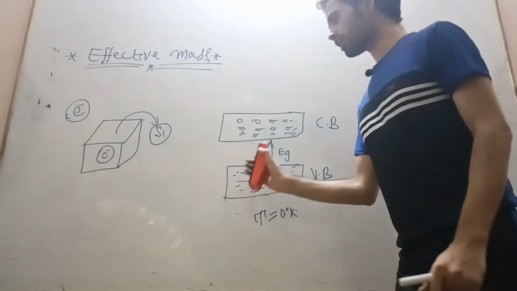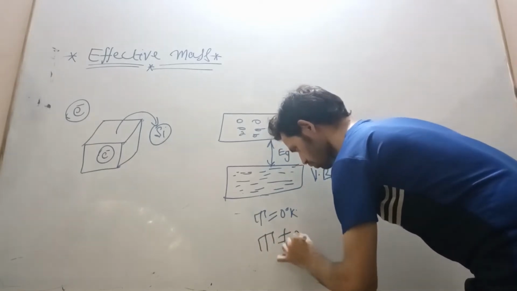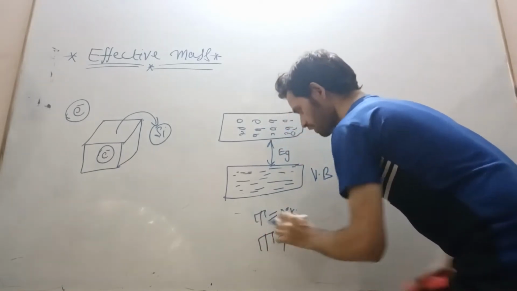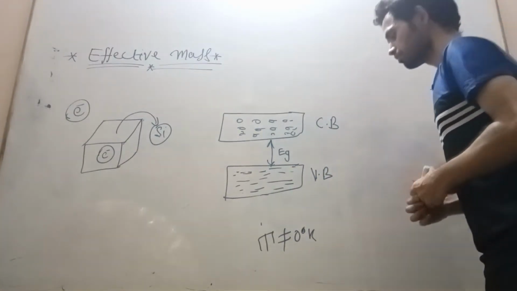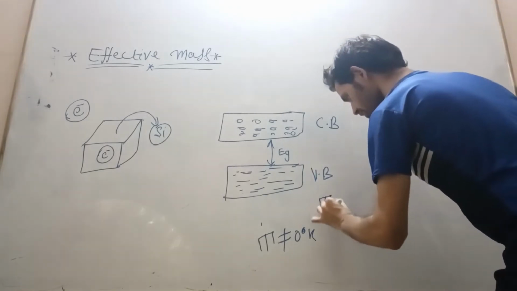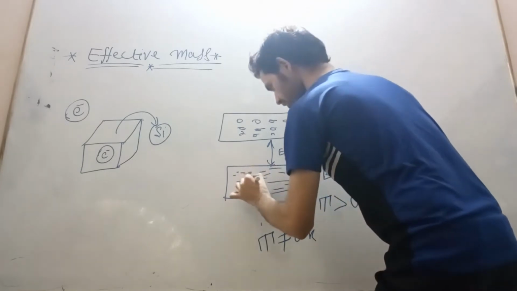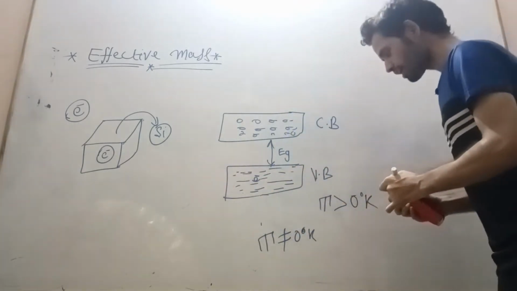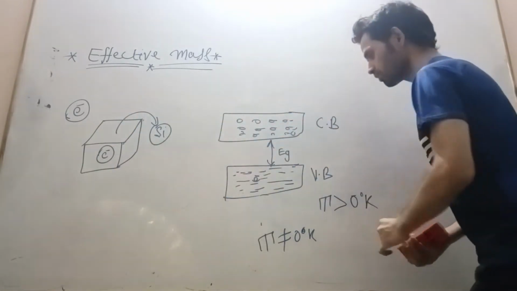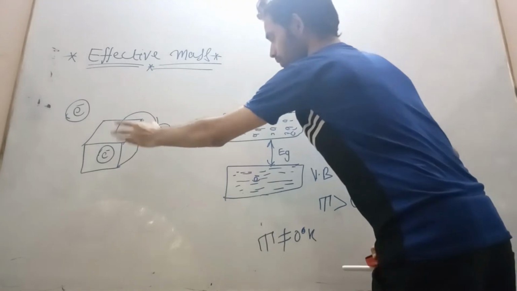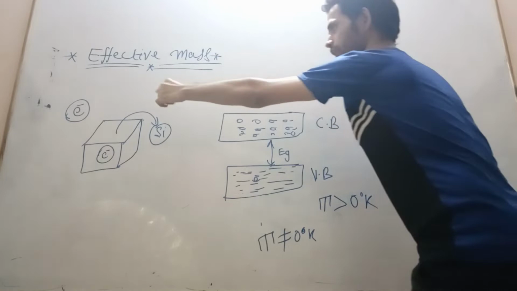Now when we increase the temperature, when the temperature is greater than 0 degree Kelvin, then what happens? Why am I saying all these things? Within a minute you will understand why the movement of the electron inside the crystal is different from the movement of an electron in free space.